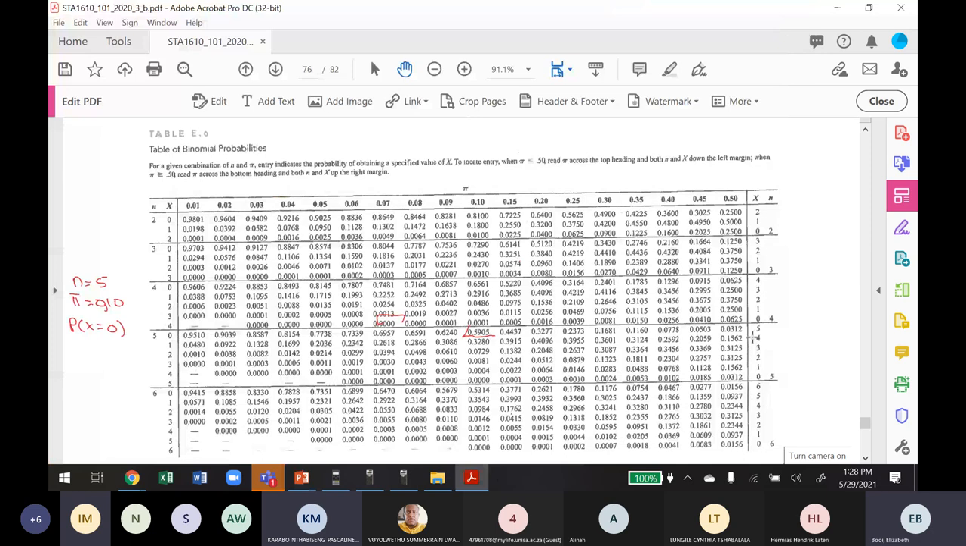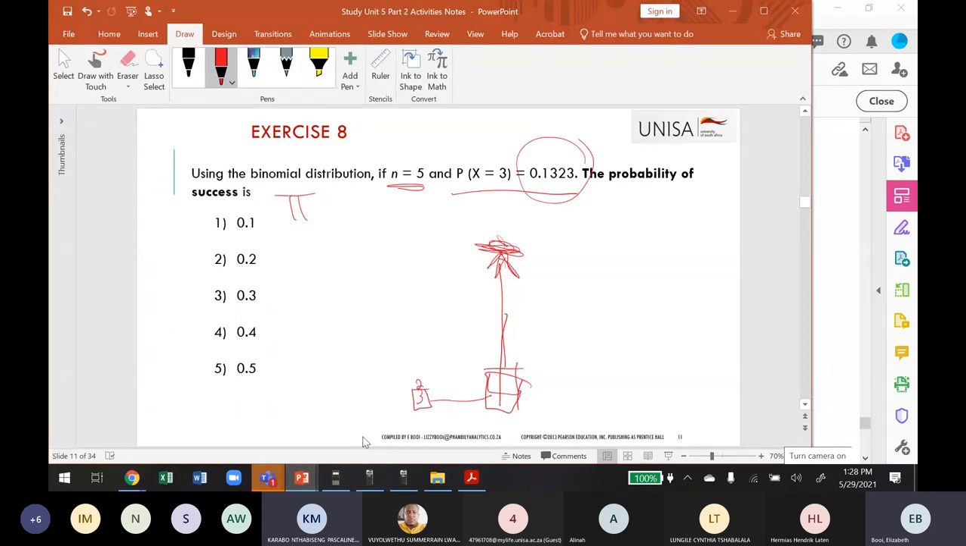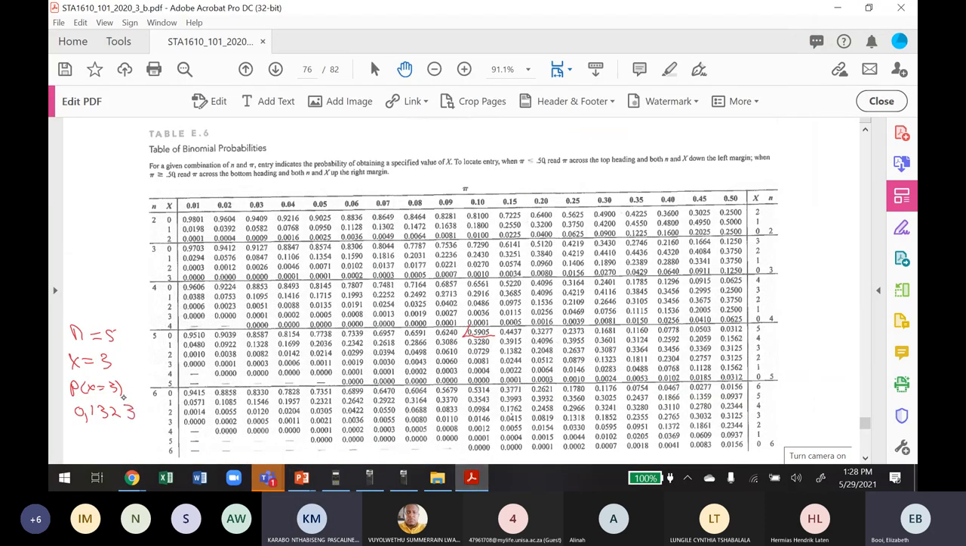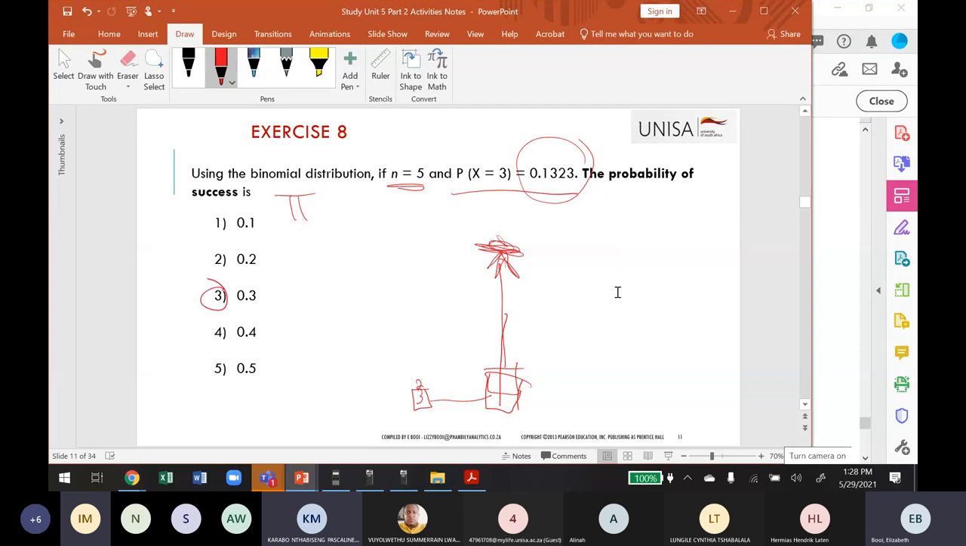So looking for n: n is equal to 5, x is equal to 3, and the probability that x is equal to 3 is 0.1323. So we come here, we look for n is 5, x is 3, we go along the table until we get 0.132, which is that. That is that probability. Then we need the probability of success, which is the answer: 0.30. So that is the answer we need.